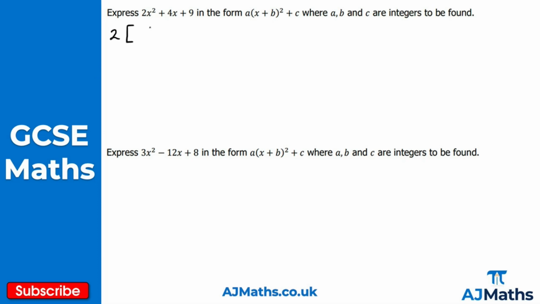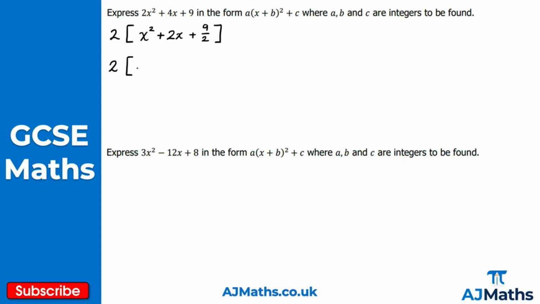I'm going to use a square bracket here because I'm going to get this quadratic inside. So I'm going to get x squared plus 2x, and then 9 over 2. If we factor 2 out, that would be 9 over 2. Now we can complete the square on this quadratic, because the coefficient of x squared is 1. We leave the 2 on the outside, and we generally just leave the 2 until the very end.